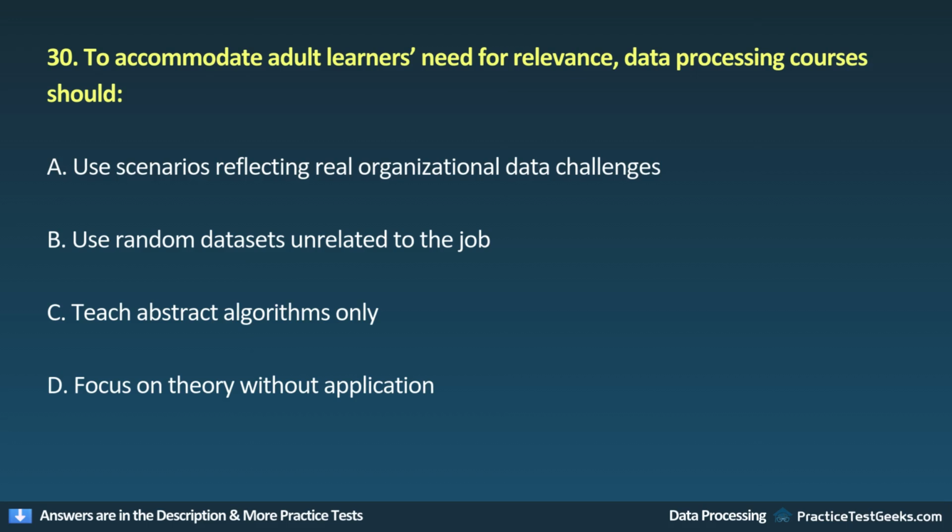30. To accommodate adult learners' need for relevance, data processing courses should: A. Use scenarios reflecting real organizational data challenges. B. Use random datasets unrelated to the job. C. Teach abstract algorithms only. D. Focus on theory without application.